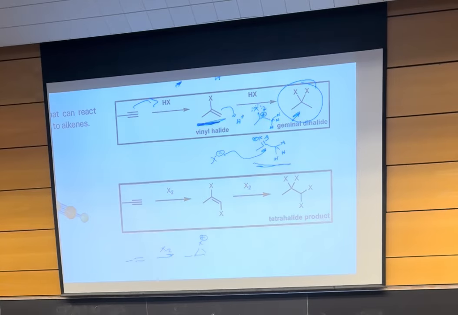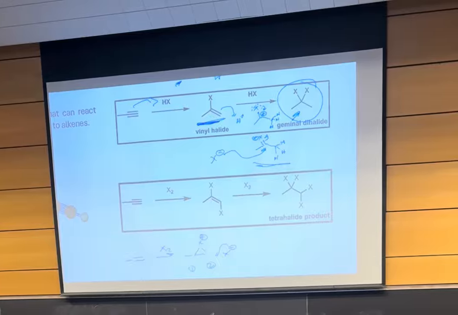Which one is it going to attack? This position 1 or position 2? Which one? Or we're just doing alkene here. Position 1 or 2? Carbon 1 or carbon 2? You have the second X minus, and it wants to come in and attack. Which one is it going to attack?